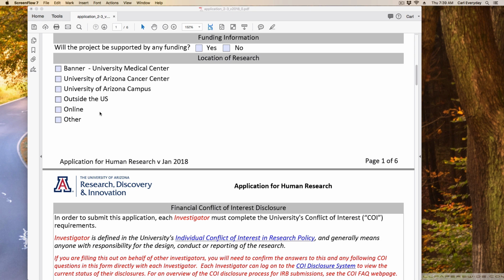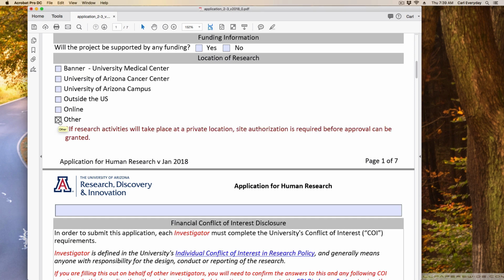Then location of the research. Is it going to be on campus? Is it going to be other? You notice that actually, if you were able to download and really use this form, when you click on certain pieces of it, it opens up sections for you to add information, right? So if you were going to be doing this at some outside clinic, at a school, at a correctional facility, you would write that description down here. Okay.